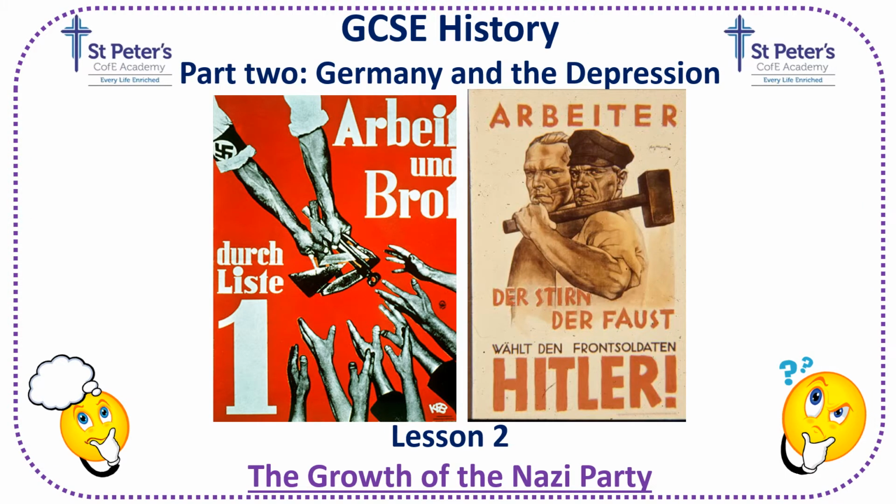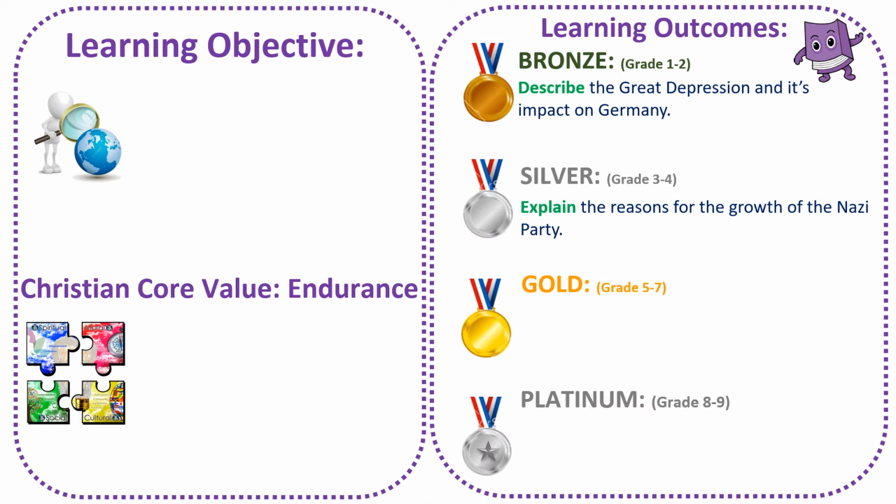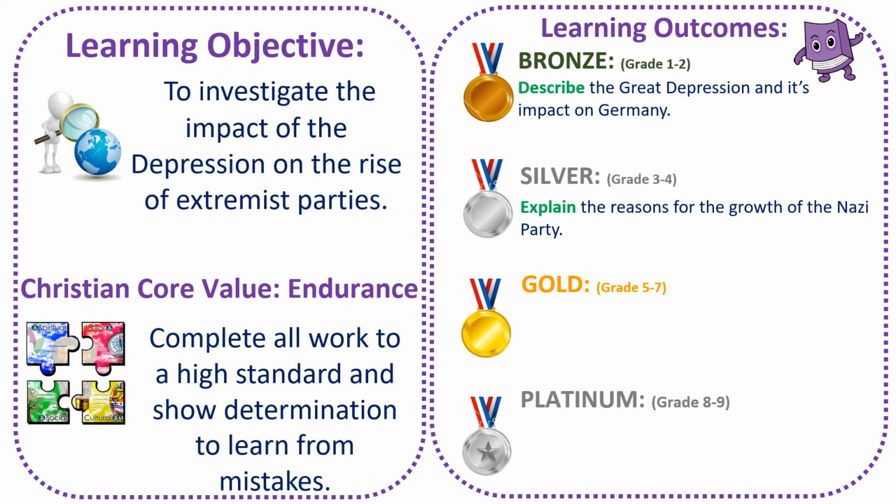The growth of the Nazi Party. So, our objective today is to investigate the impact of the Depression on the rise of extremist parties, with the Nazi Party being an example. Our outcomes: to describe the Great Depression and its impact on Germany, so what we started to look at. Our silver: to explain the reasons for the growth of the party.